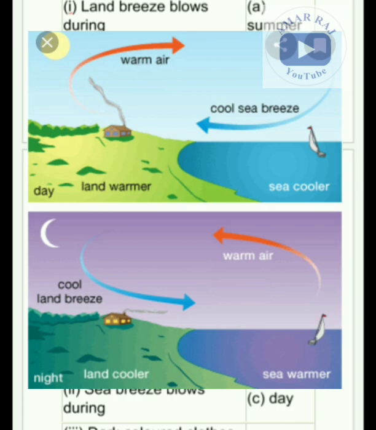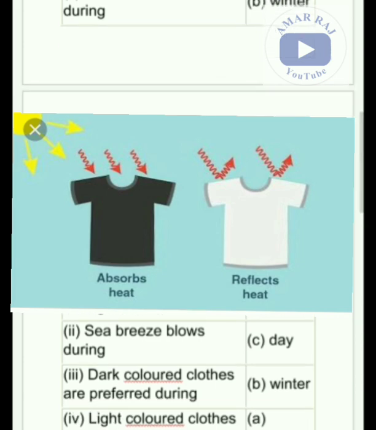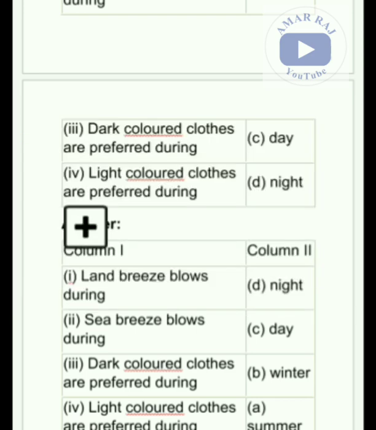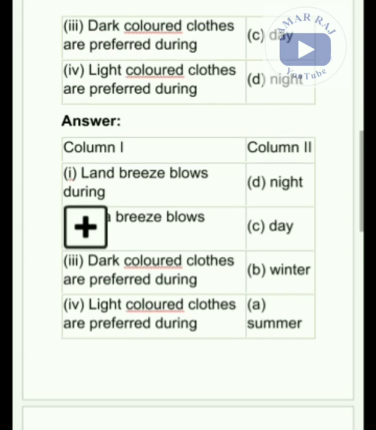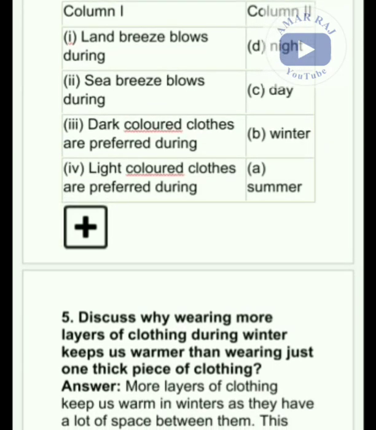Now the third: dark colored clothes are preferred during winter, because dark colors are absorbers of heat, and light colored clothes are preferred during summer. You can see the answers: land breeze, night; sea breeze, day; dark colored clothes preferred during winter, and light colored clothes are preferred during summer.